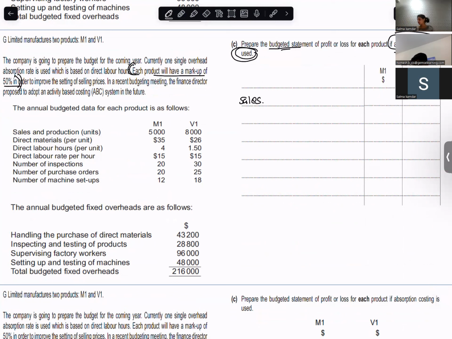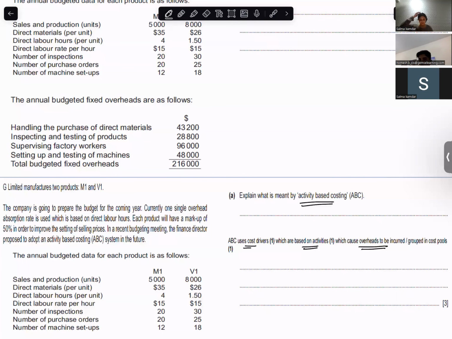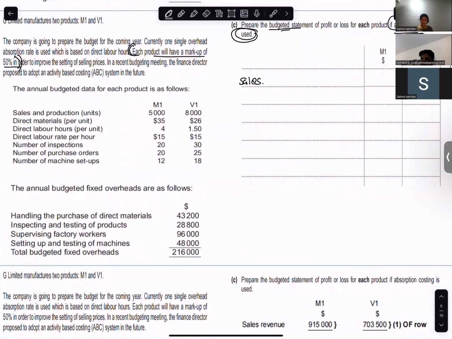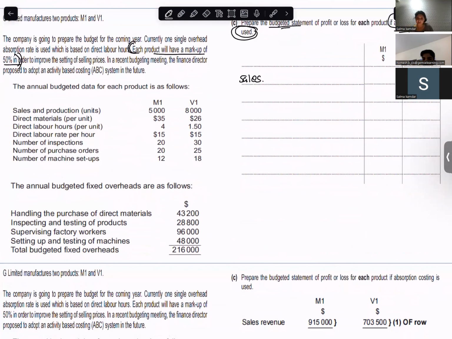Okay, read the question properly. Prepare the budgeted statement of profit or loss for each product when absorption costing is used. Each product will have a markup of 50%. So they have given us the markup, so I don't know the selling price, correct? Yes. I don't know the selling price, so right now we will keep it on hold.